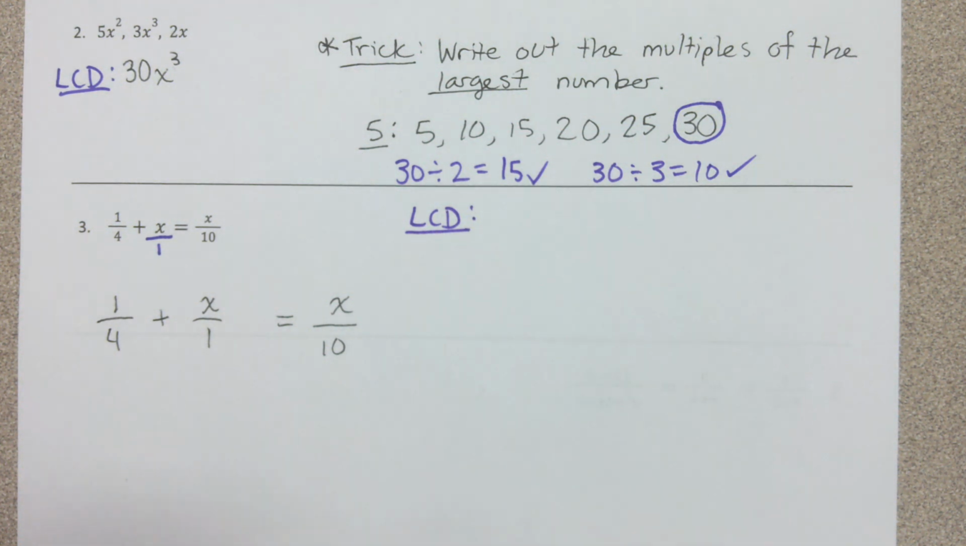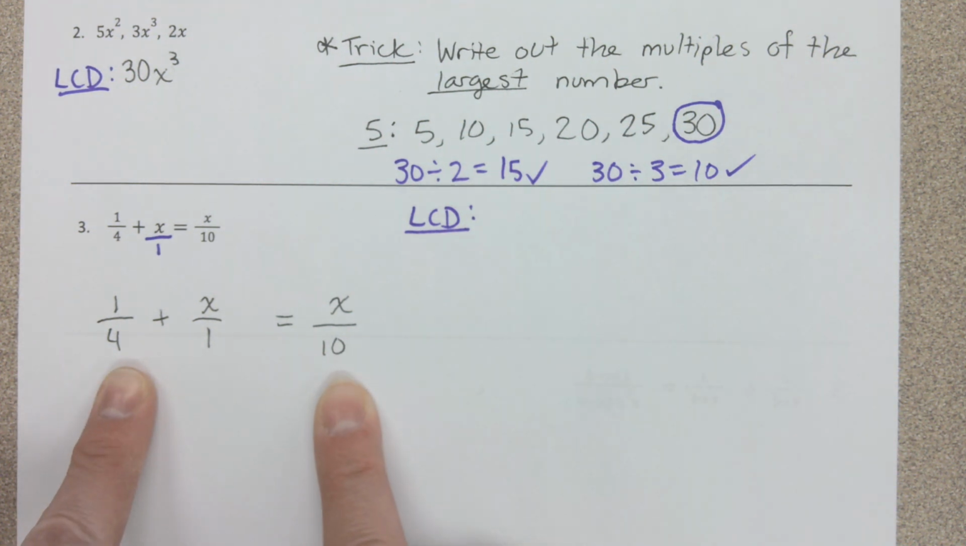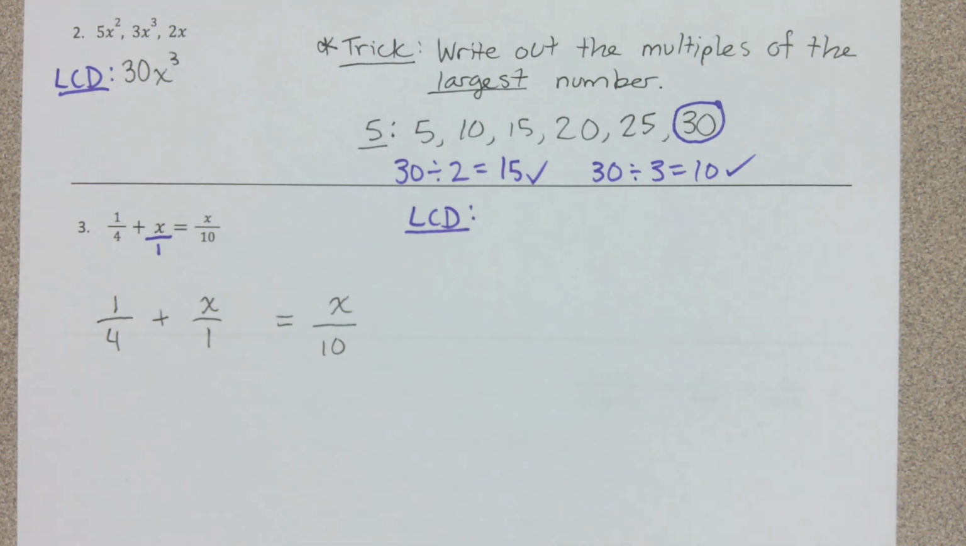Looking at our denominators, we have 4, 1, and 10. We could ignore the 1. So we're looking at the LCD of 4 and 10. Again, if you look at it and go, oh, 4 times 10, 40, I'm going to use that. That is not the LCD. It is a common denominator, but not the lowest one.